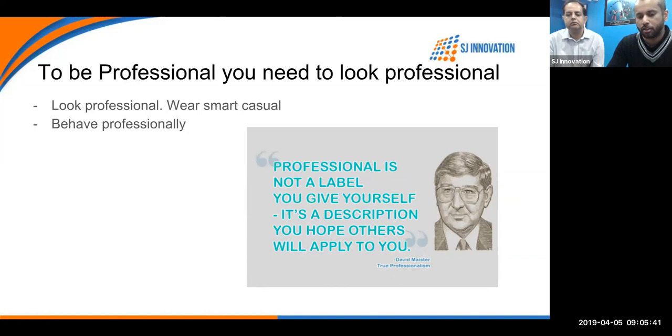But for you, I think it would be client success, act professionally. Even if the client is wrong and you feel you are right, don't try to show it to the client, right? Prove it by doing the good work, by solving his problem.